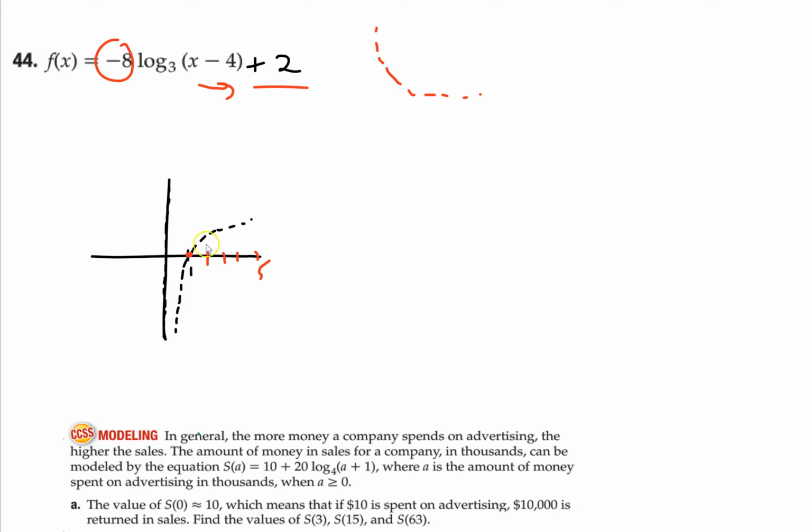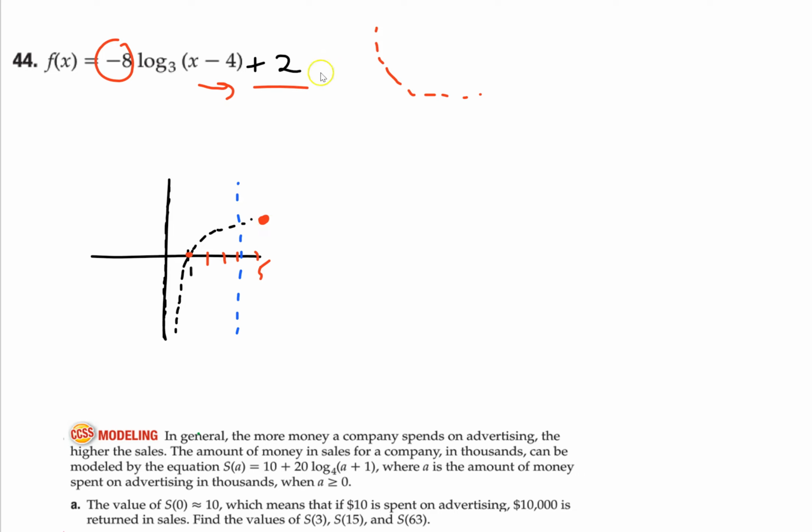Then we're going to move up 2. So that point right there, that was (1, 0) when we start off, is going to move right 4 and up 2. It's going to be right there, at (5, 2). Let's not forget our asymptote. Our asymptote was at 0, but now I moved it to the right 4. So 1, 2, 3, 4. That's our new asymptote. Other than that, that's our graph.